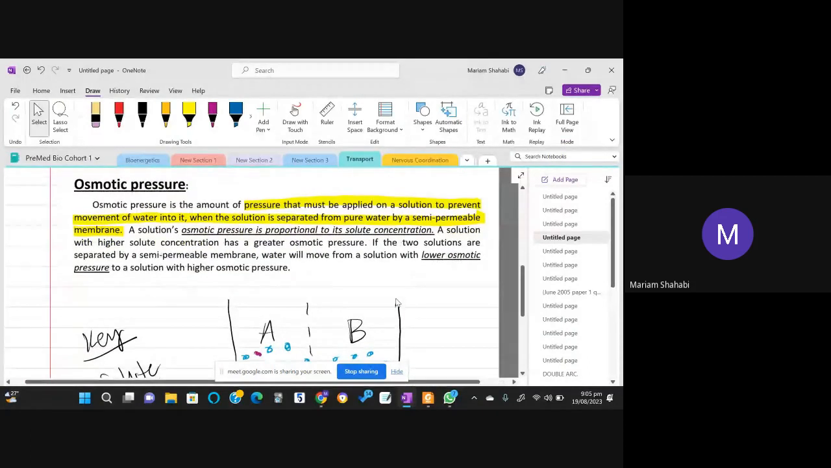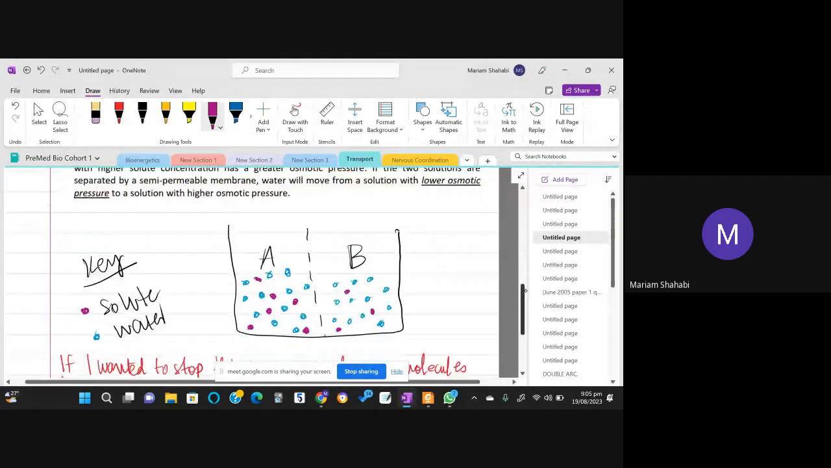Now we have osmotic pressure. Osmotic pressure is the amount of pressure that must be applied on a solution to prevent the movement of water into it when the solution is separated from pure water by a semi-permeable membrane. So let's see.